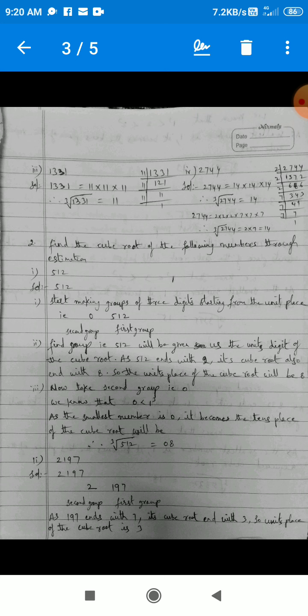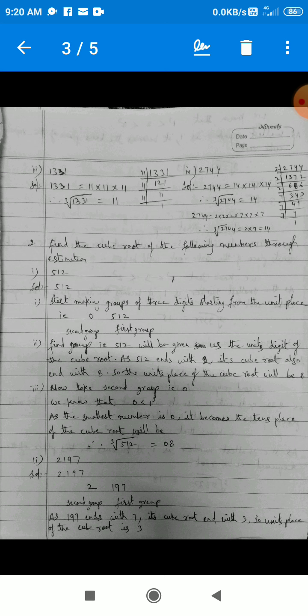Fourth one, 2744. Solution. 2744 is equal to 2 into 2 into 2 into 7 into 7 into 7. Therefore, cube root of 2744 is equal to 2 into 7 is equal to 14. Second problem. Find the cube root of the following numbers through estimation.